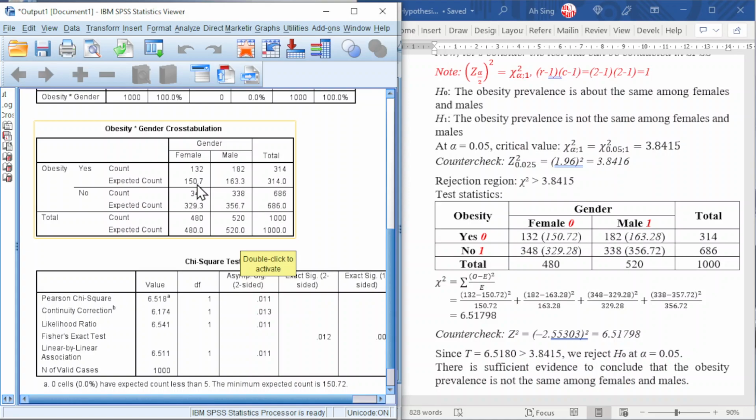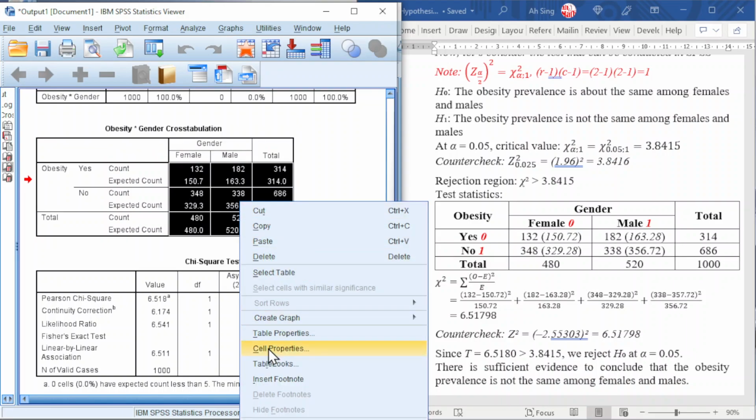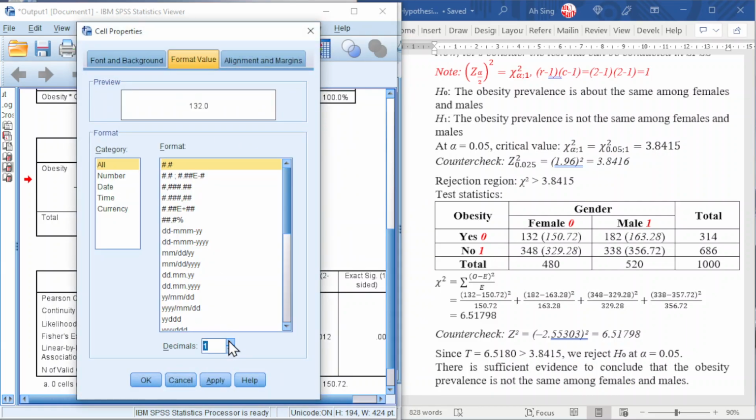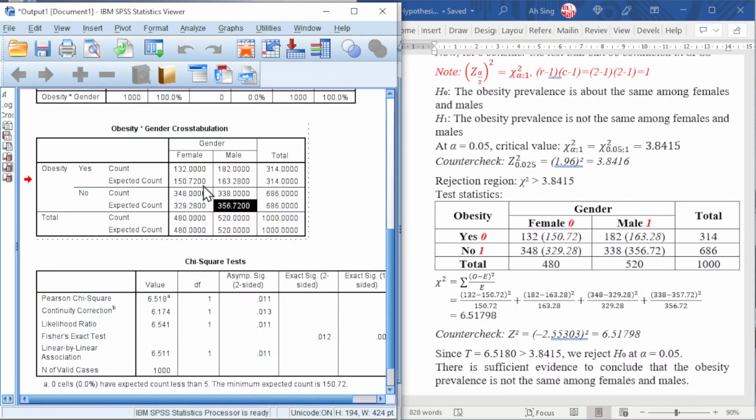From here, if let's say we want to increase the number of decimal places, double click on the table, select the numbers, right click and click on cell properties. Go to format values and increase the decimal number. Click on OK and we should have 4 decimal places. As you can see, the expected value that we obtain is exactly the same as if we compute it manually.